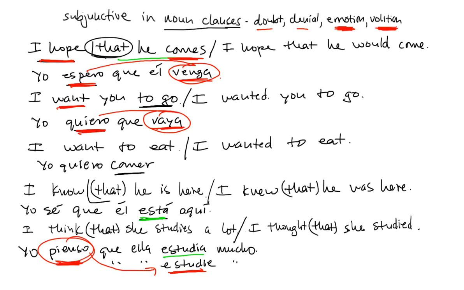Let's continue our discussion of the subjunctive and noun clauses, looking at some sentences in the past tense. The same thing applies. If the verb in the main clause, the principal clause, expresses doubt, denial, emotion, or volition, then the verb in the subordinate clause must be in the subjunctive. If it doesn't, then the verb in the subordinate clause remains in the indicative. That is the regular tense as we learned before we started looking at the subjunctive conjugations.